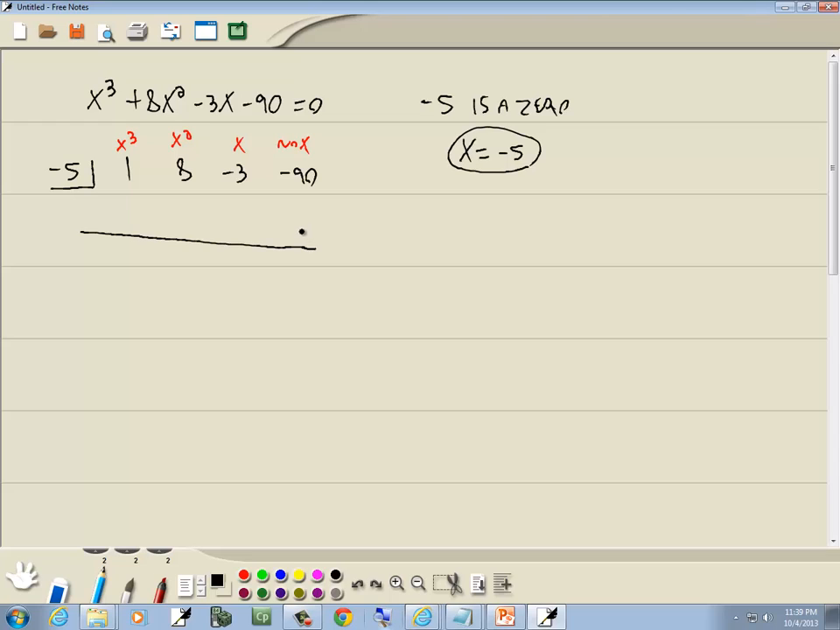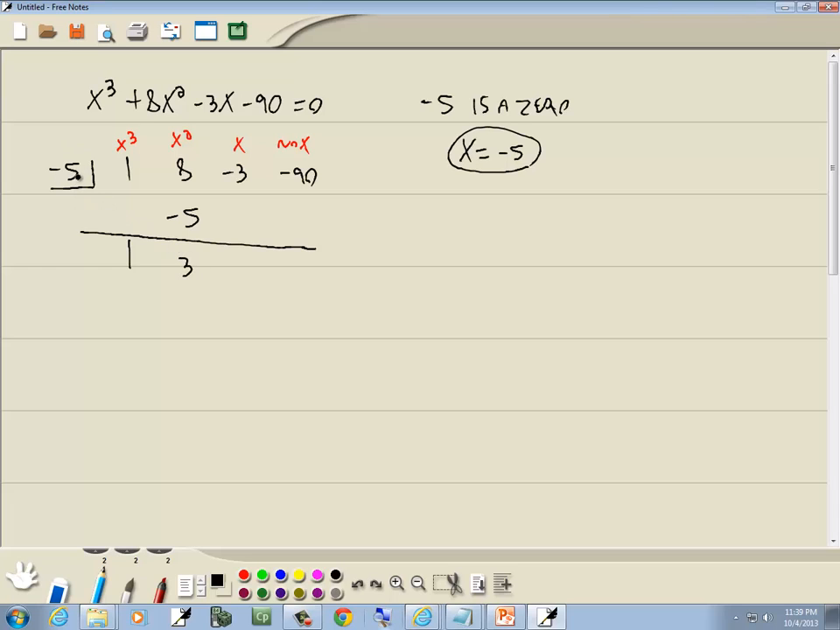Now we go through a series of adding and multiplying over and over until we're done. 1 plus nothing is 1. Now we're going to multiply by the number in the box, not the number we just put down there. Negative 5 times 1 is negative 5. Add, 8 minus 5 is 3.